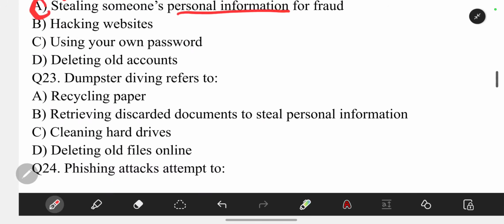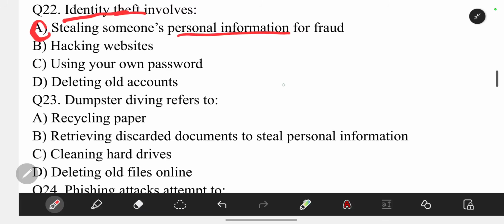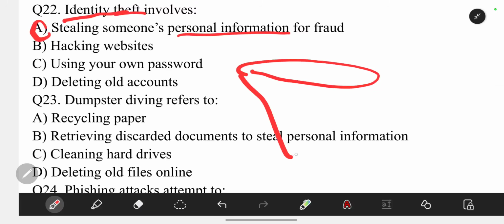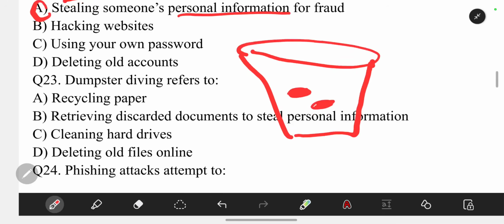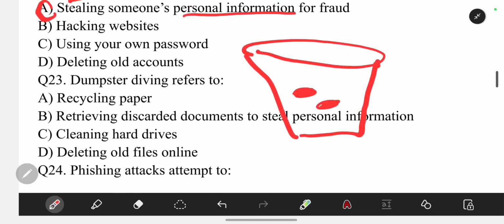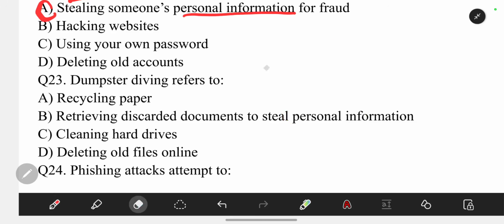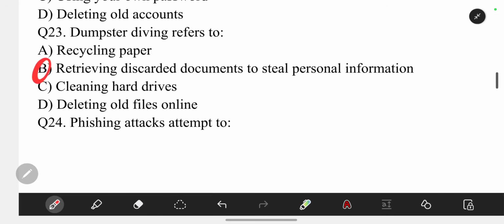23, dumpster diving. What is dumpster diving? A dumpster is where we throw rubbish or unused things. So dumpster diving is when someone has thrown away information or things, and you decide to retrieve the discarded documents, meaning they have thrown things away. So you're retrieving discarded documents to steal personal information.